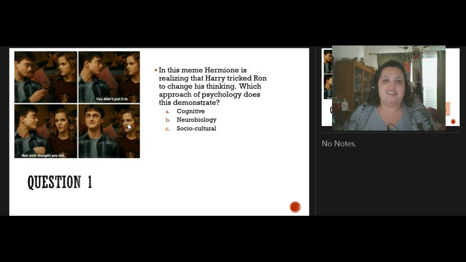So here was an example of a question that I did. In this meme, Hermione is realizing that Harry tricked Ron into changing his thinking. Which approach of psychology does this demonstrate? And so the choices are A, cognitive, B, neurobiology, or C, sociocultural.